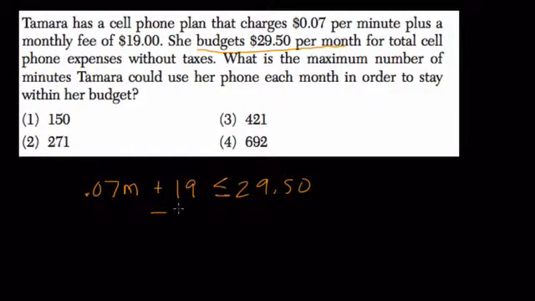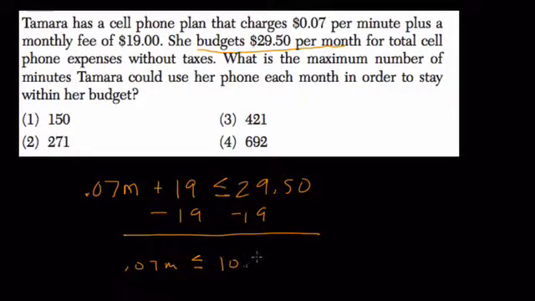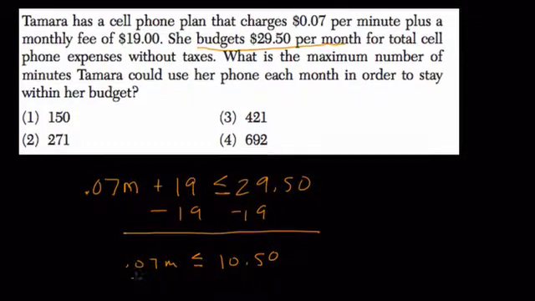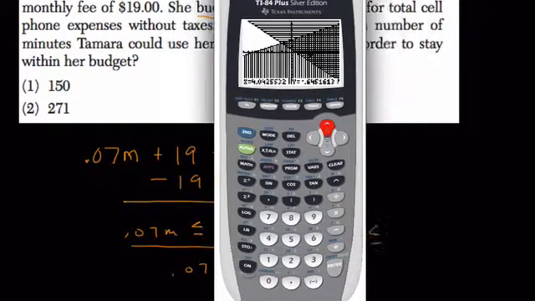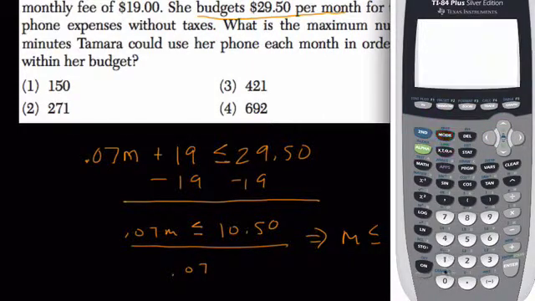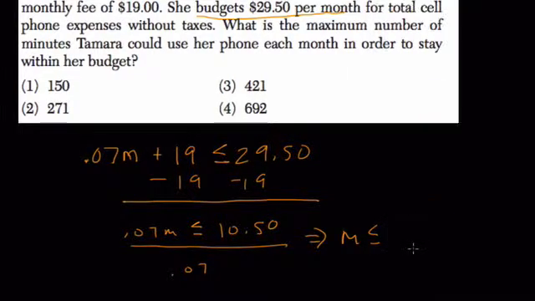That's the goal here. We subtract 19 from both sides, right? What do we get? 0.07m is less than or equal to 10.50. So I divide both sides by 0.07, and we get what? Well, m is going to be less than or equal to, this one I don't feel like doing in my head, but 10.50, if you have a great way to do this in your head, let me know, divided by 0.07, that's 150. So that means the minutes has to be less than or equal to 150 minutes, and so you could use 150 or anything less.